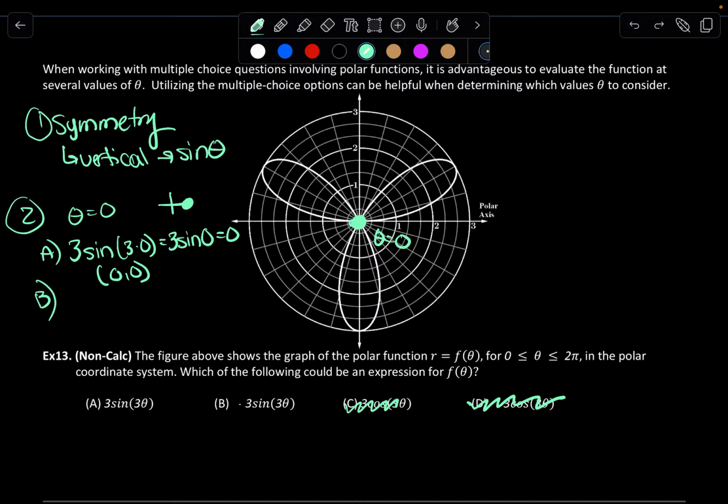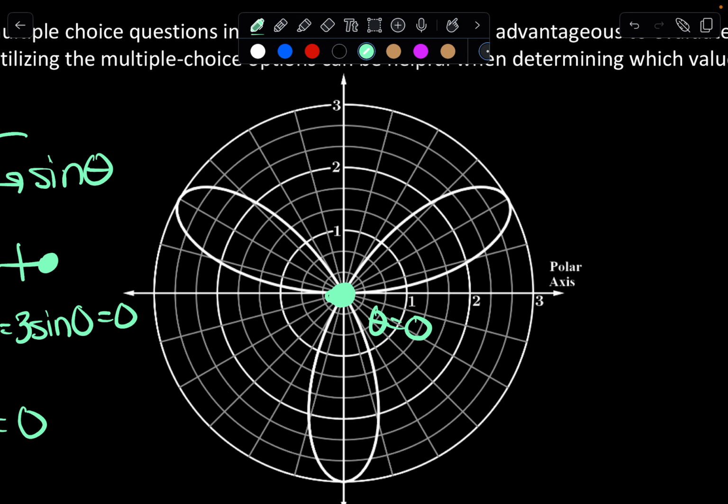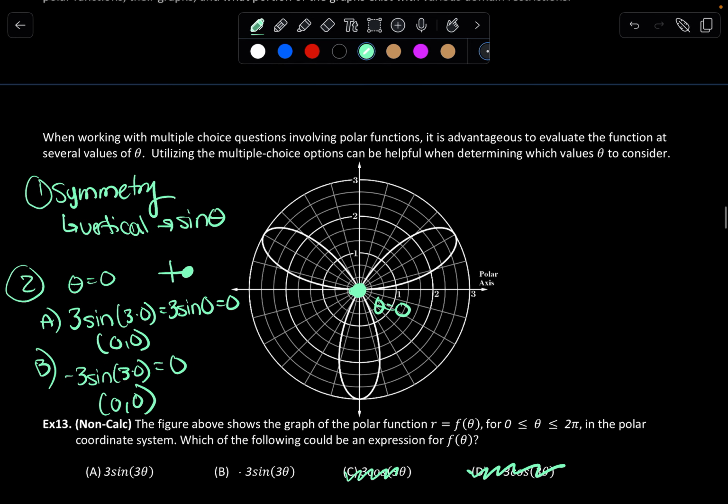So if we do negative 3 sine of 3 times 0, I get sine of 3 times 0, which is sine of 0. So we get 0 again with a radius of 0. So plugging in theta equals 0 doesn't help us between A and B, but at least now we know where we are starting. Now this polar curve, let's see where we're going to go next.